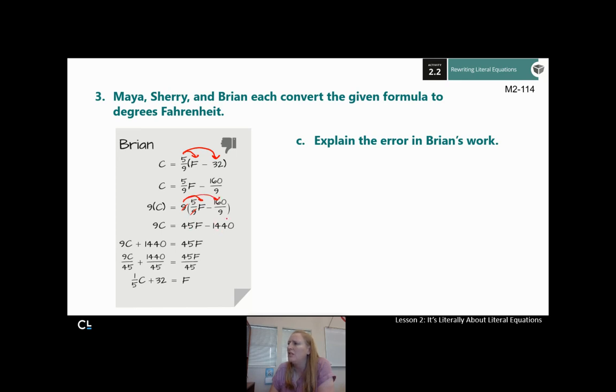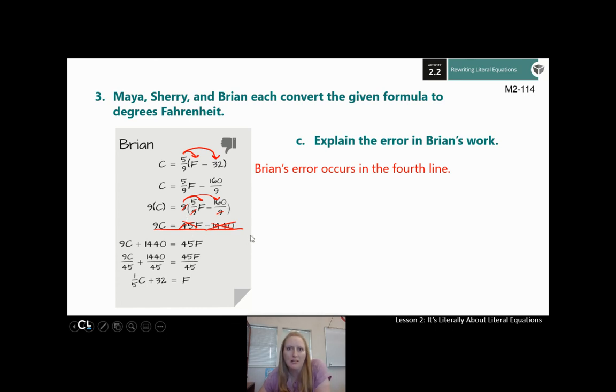He didn't distribute right. Check it out. 9 times 5 is 45, but he forgot to divide out the 9. That's bad. And he did it again over here. 9 times 160 is 1,440, but he forgot to divide out the 9. Oh, Brian. So it looks like the error is on the 4th line. These should have canceled out to give us 5F minus 160, but instead he just multiplied by the tops and pretended like the divide by 9 wasn't there.